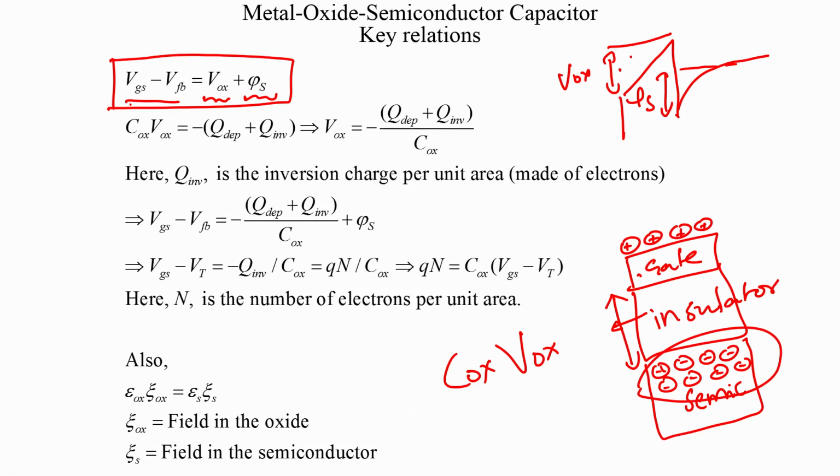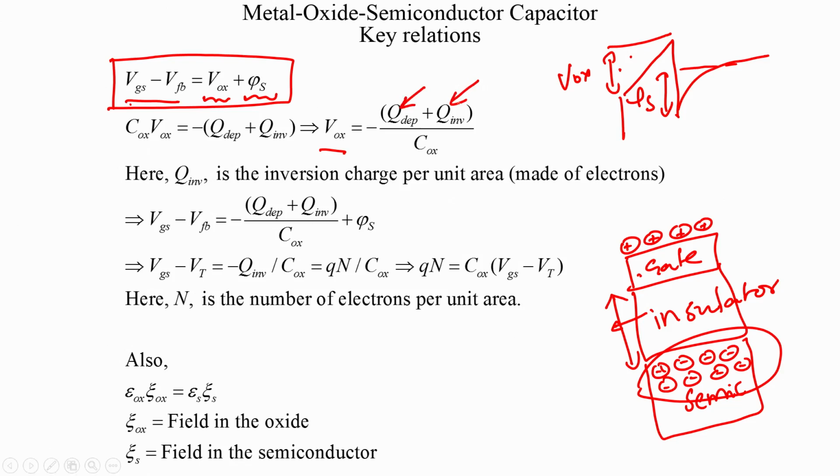And what is the charge in the semiconductor? It is a summation of the depletion charge and the inversion charge. So, Cox is all per unit area here. Therefore, your Cox into Vox is equal to the depletion charge plus the inversion charge, and I put a negative sign because all this is negative charge for this example, and therefore, your Vox is simply the depletion charge per unit area plus the inversion charge.